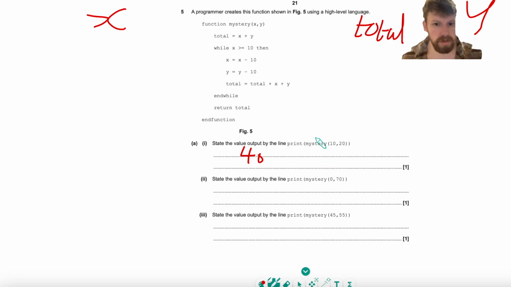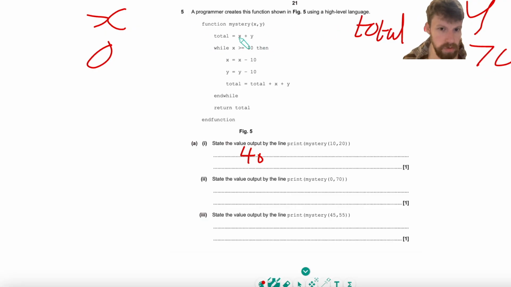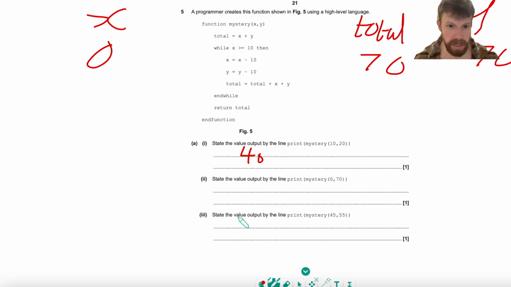And then what we're going to do is, we've got x is going to be 0. Y is going to be 70. And then we've got total equals total, so total equals x plus y, so that's just going to be 70. And then it's not going to activate the while loop, because while x is greater than or equal to 10, that doesn't get activated. So it's just going to skip all of that and then return that, which is going to be 70. Nice easy one there.